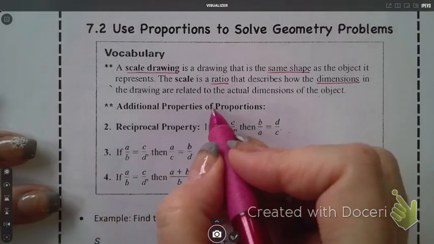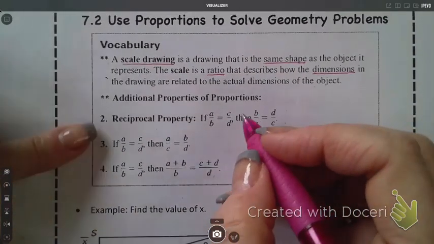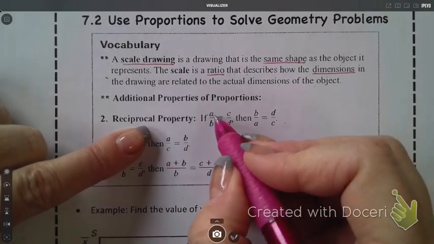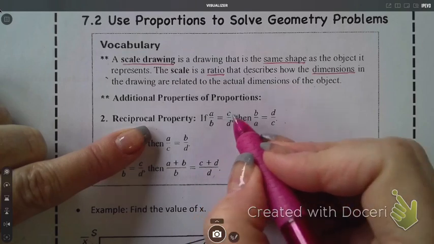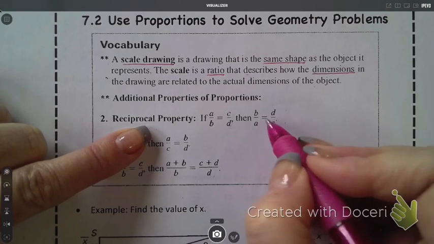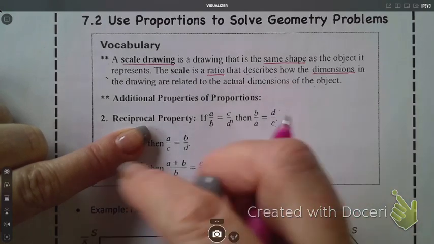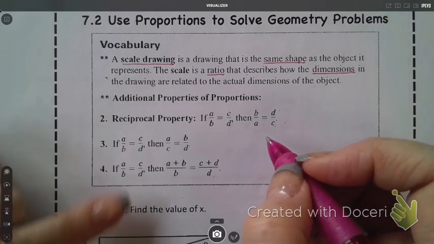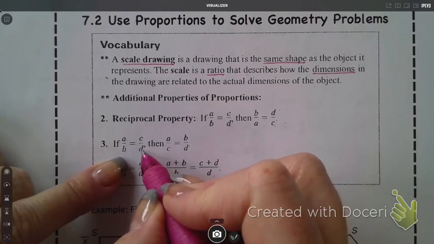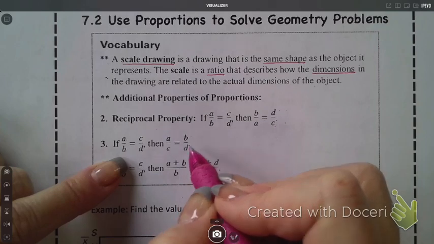So, additional properties of proportions, and I actually showed all of these but one to you on that last worksheet. So we have the reciprocal property. So if A over B is equal to C over D, I can reciprocate both of them and get B over A equals D over C. Did I show you on that one example that we did all three different ones? Yeah. Okay, now if A over B equals C over D, then A over C is also equal to B over D.